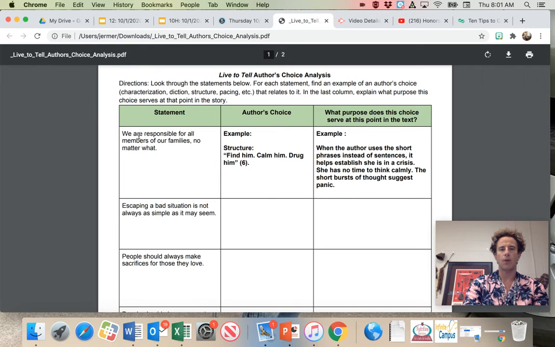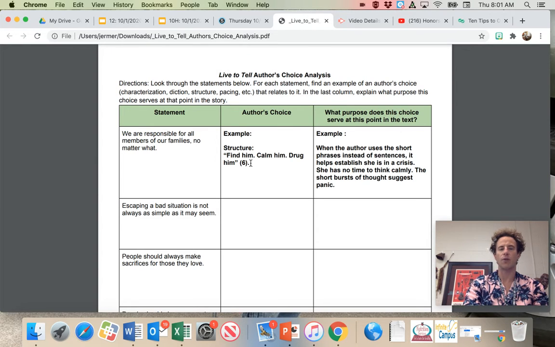We did an example. We are responsible for all members of our families, no matter what. Find him, calm him, drug him. So we didn't know yet at this point in the story, but this mother was trying to give her son Ativan, who was violently upset with her for choosing the wrong type of drink or the wrong mug, and she still has this responsibility to him. So that relates, whether you agree with this or not, it relates to this statement. And then over here in the final column, what purpose of the author's choice does this serve? So here's the example.